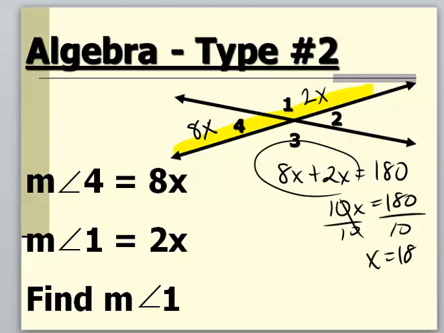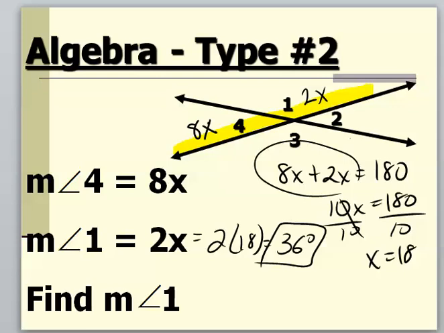They are asking for the measure of angle 1, so we're going to plug in an 18 for x. And 2 times 18 is 36 degrees. That's our answer. We could double check this by putting 18 in for x on the measure of angle 4. 8 times 18 is 144. 144 and 36 do add up to 180.